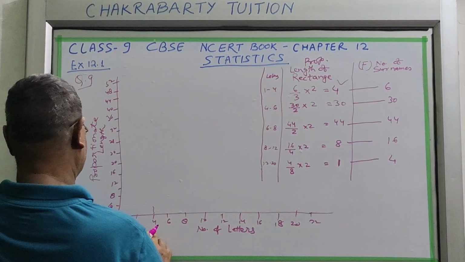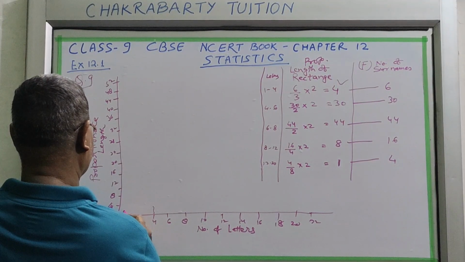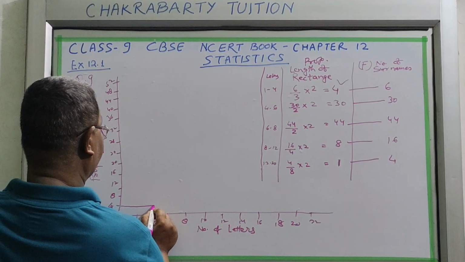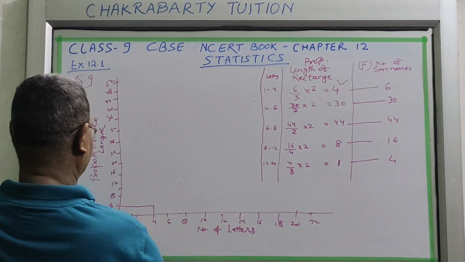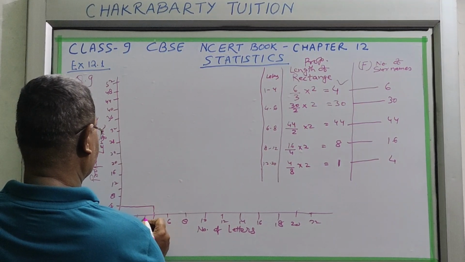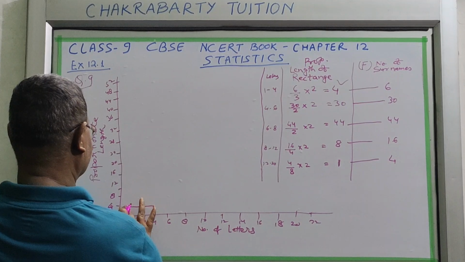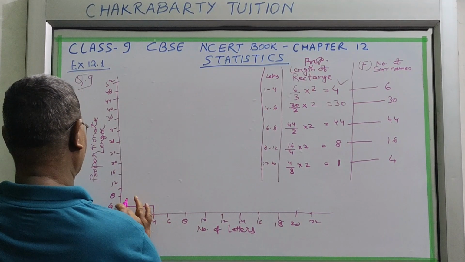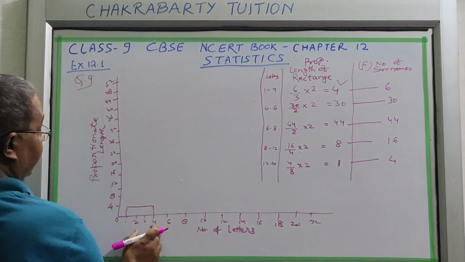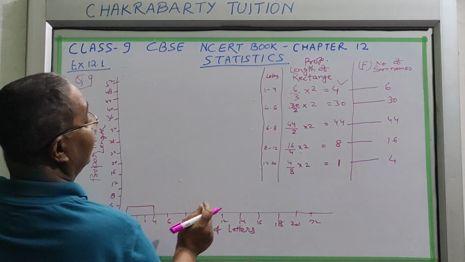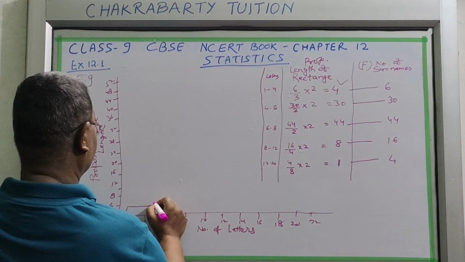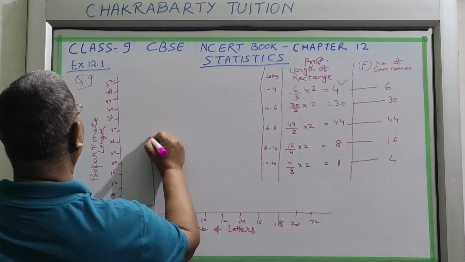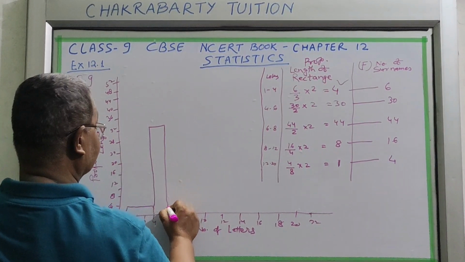For 1 to 4 we are taking it from 0. So it will be like this: 0, 1, 2, 3, 4. It will be like this, 4. Then it is 30. For 4 to 6, we have to go up to 30. So up to 30 it is like this.